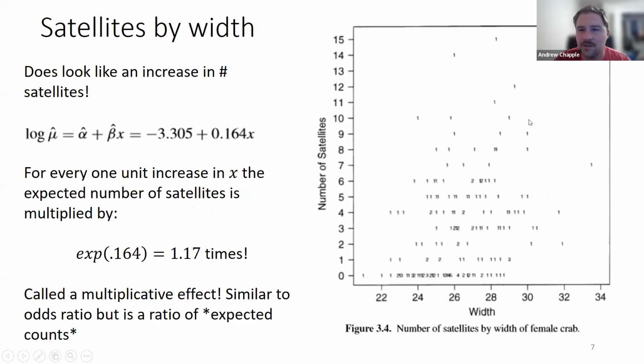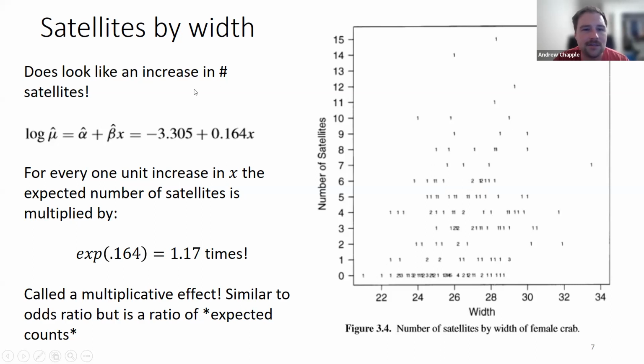And you can see here on this scatter plot, it's plotting the number of satellites on the y-axis and the width on the x-axis. If you have a point labeled 2, that just means 2 crabs had that. So you can kind of see an increasing pattern, right? As the width increases, the number of satellites increases.